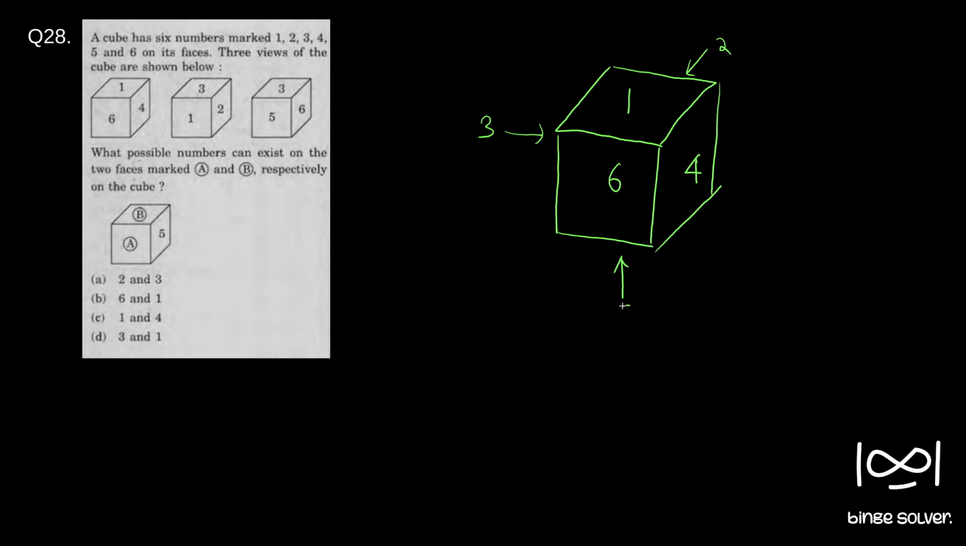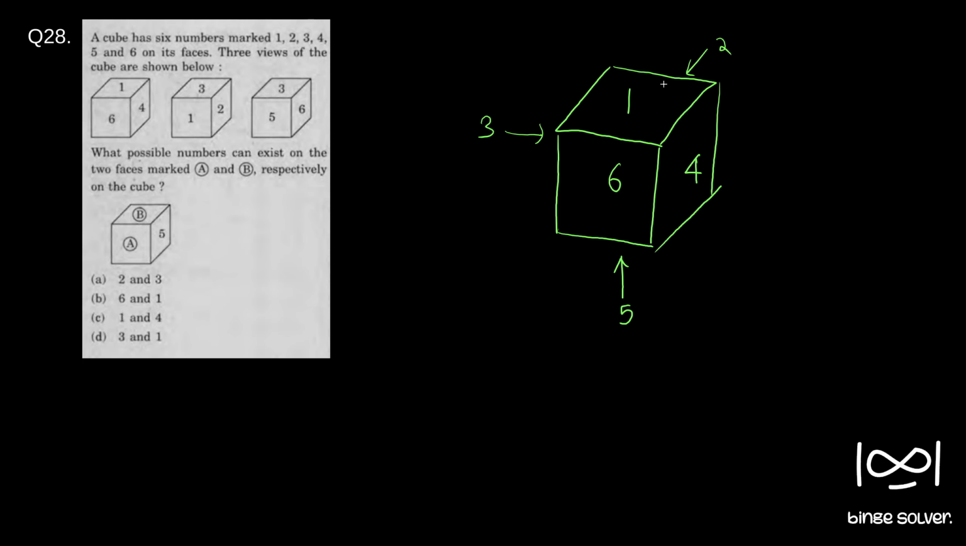So the only one left is 5. So we got our entire cube and the relative positions of all the numbers. Now what possible numbers can exist on the 2 faces marked A and B? So if it is given 5, the adjacent numbers can be 6 and 4. So the number opposite to the side 5 is 1.